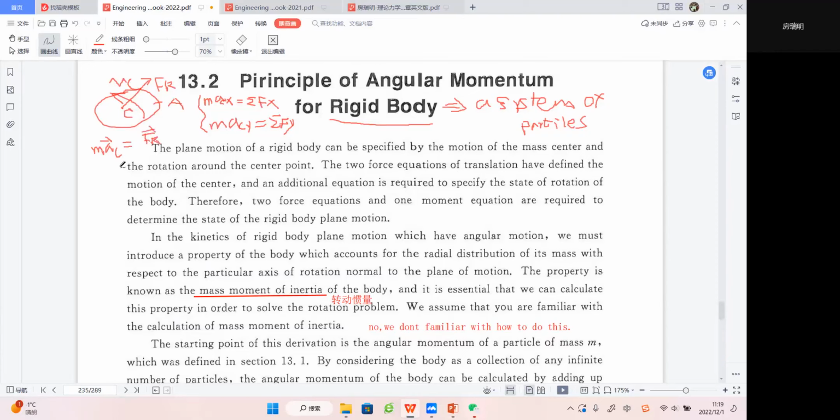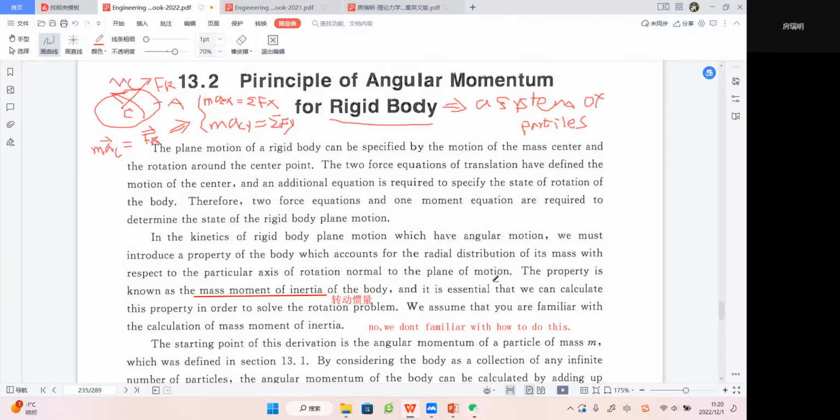And this is the vector equation. It can be projected into two components because for plane motion we just consider the x direction and y direction. So the two force equations of translation have defined the motion of the center, and an additional equation is required to specify the state of rotation of the body.